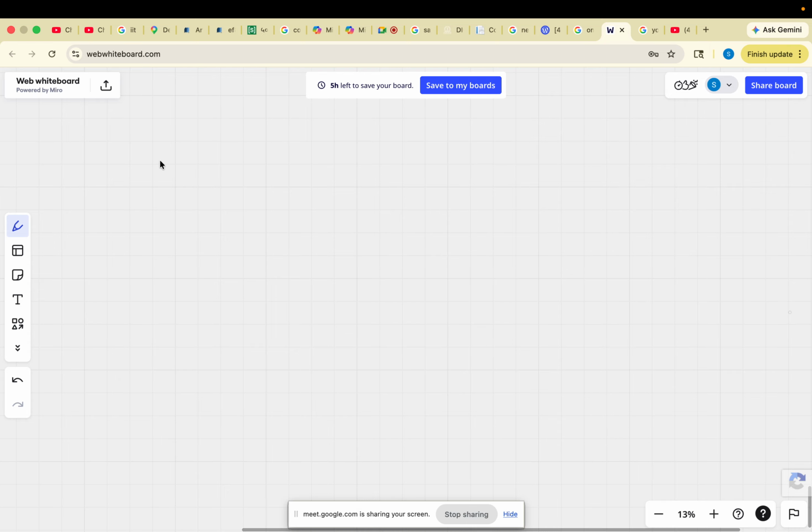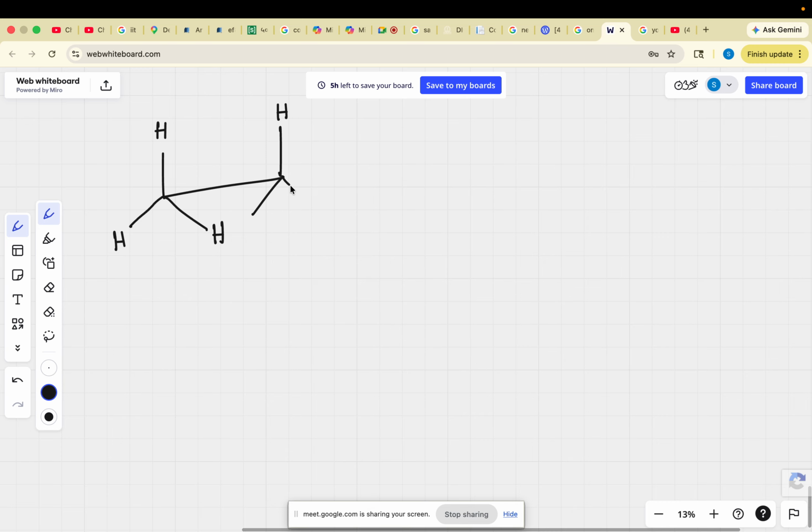So suppose I have, we will find out the point group. Yesterday I gave some questions, I gave some questions also yesterday. So this is your eclipsed ethane. Okay, this one is your eclipsed ethane.